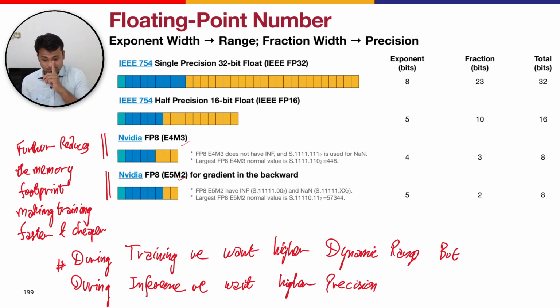E5M2 is what is used for the gradient in the backward pass, and you can obviously see that, as we have said, for representing higher gradients you want more exponent bits. So they use E4M3 for doing the forward pass, and they use the FP8 E5M2 representation for calculating the gradient in the backward pass. So they make the switch at the output end, once they change the representation and how these data types are being used.